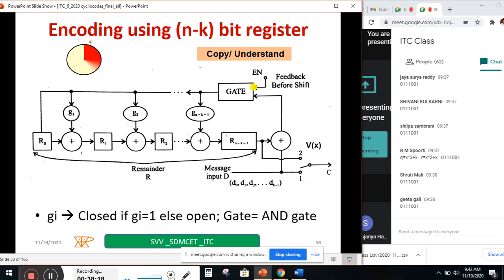Gi is closed if gi equals 1, else it will be open. I mean to say this particular connection. Anyway, we are going to discuss with an example. That time it will be more clear. It is a general format. I take a snapshot and keep it with you. This will be more clear when we discuss some particular examples. Now we have taken in general R n-k minus 1.